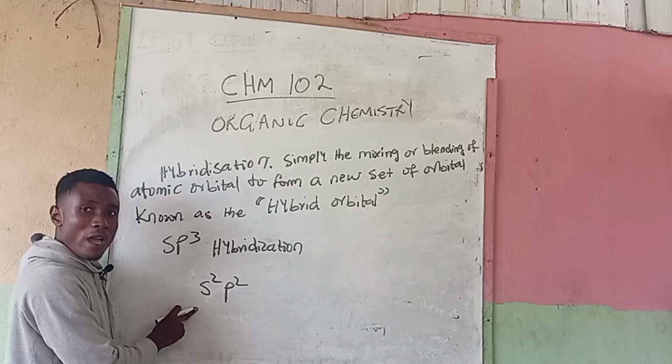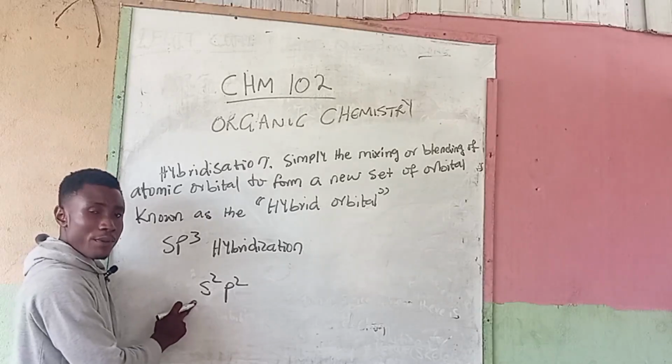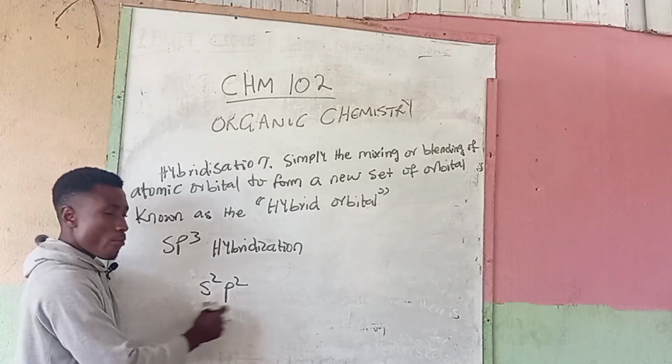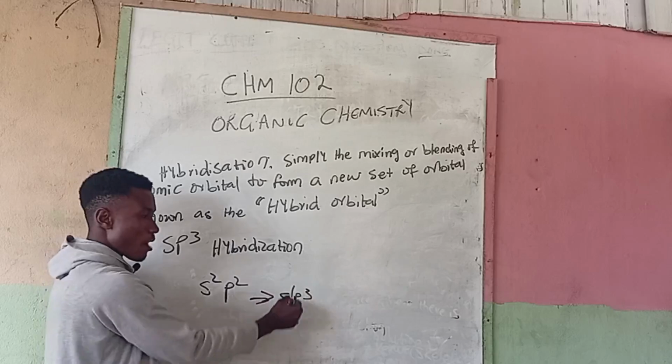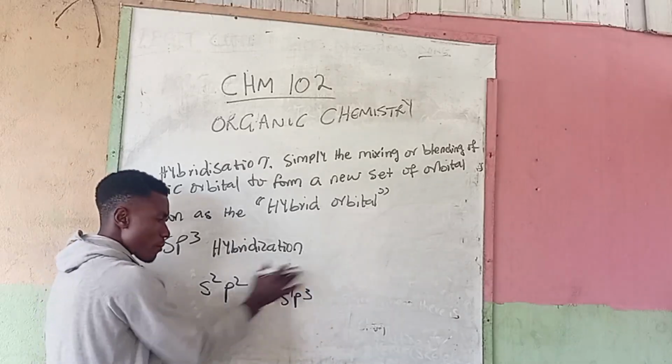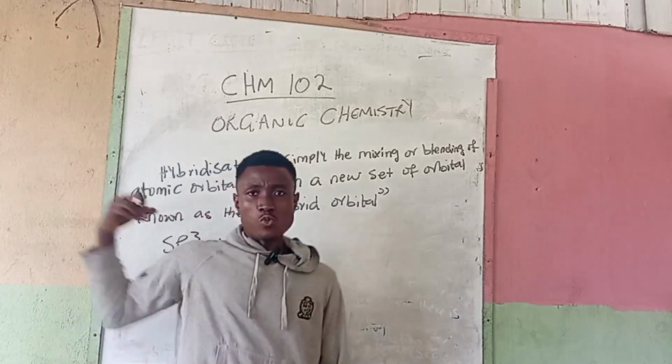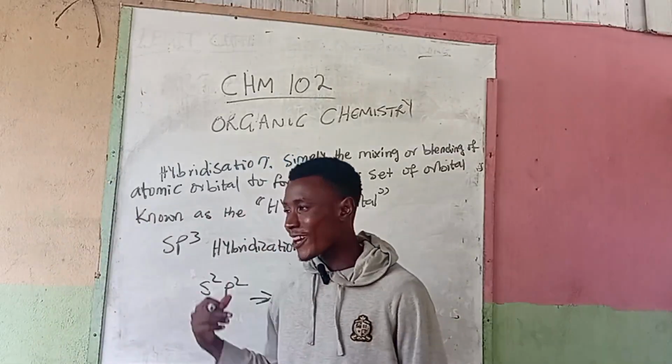In a normal carbon atom, we have 2 electrons in the s orbital and 2 electrons in the p orbital. But right now we are having sp3. That means s is 1 and p is 3. So what led to the formation of this sp3 hybridization? That is what we are going to discuss right now.